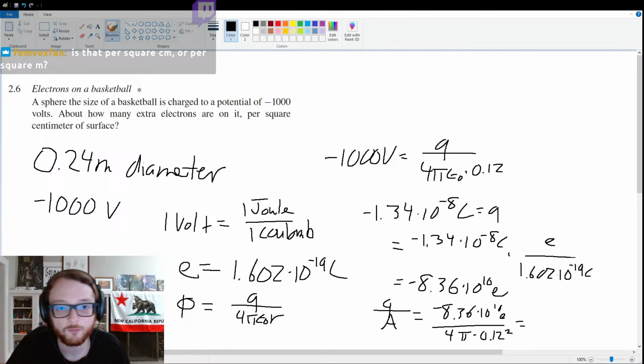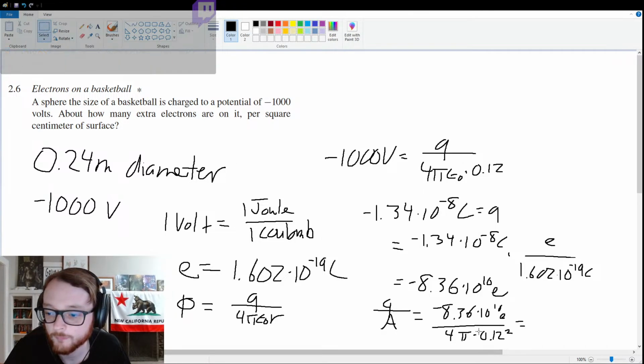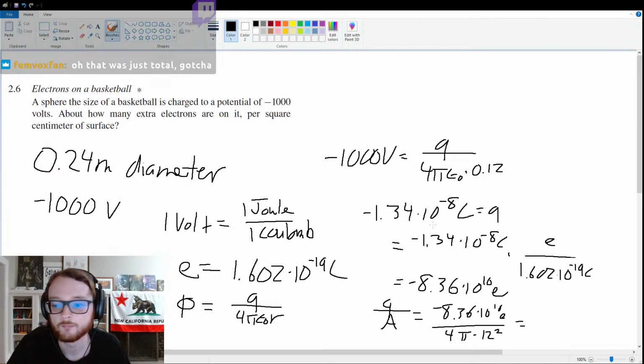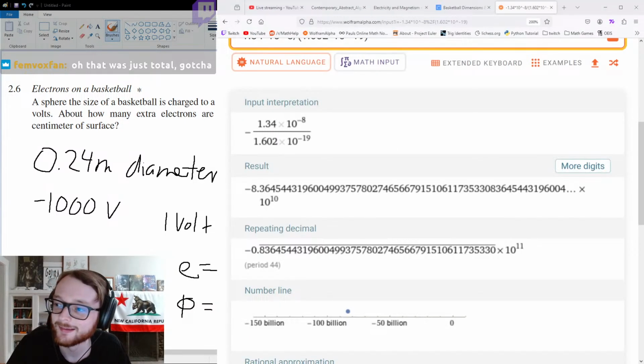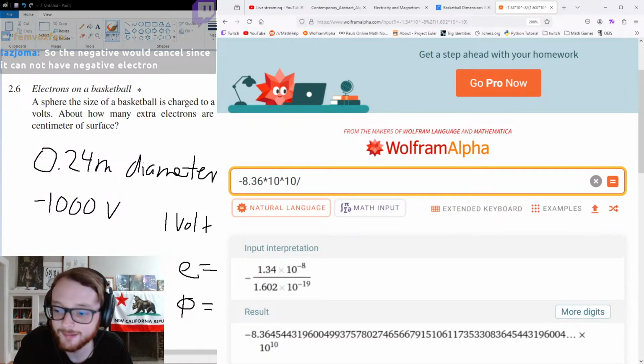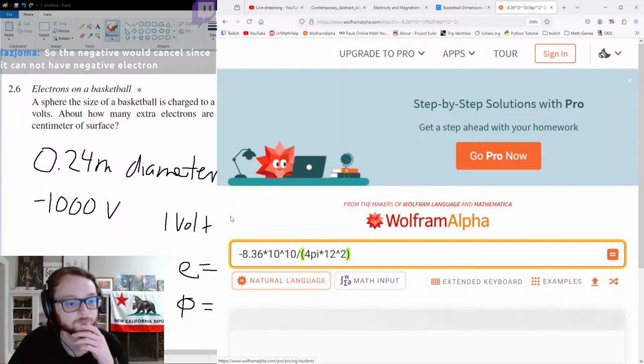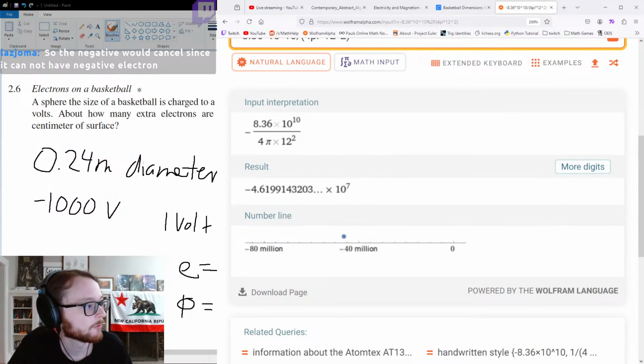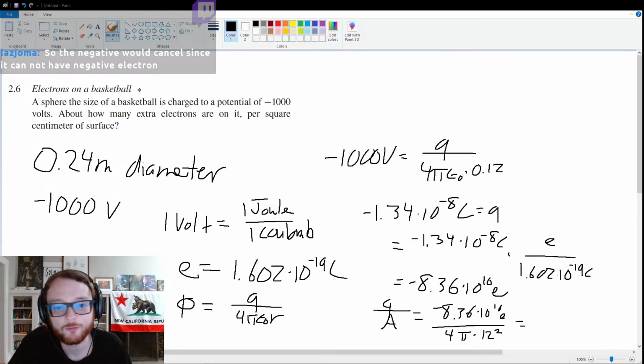Good point. We need 12, not 0.12, because they are asking for per square centimeter. I was about to make that exact mistake. So 4 pi times 12 squared. So the final answer is minus 4.62 times 10 to the 7.